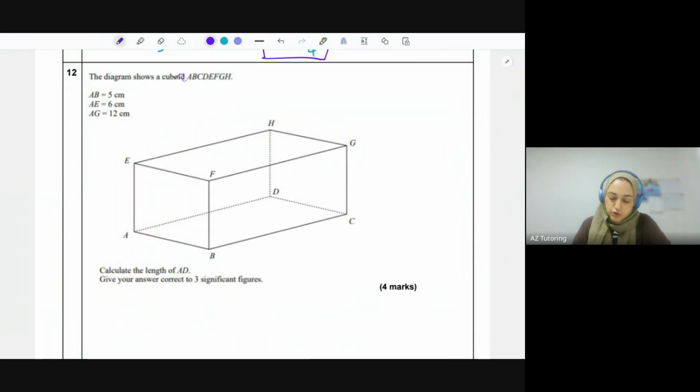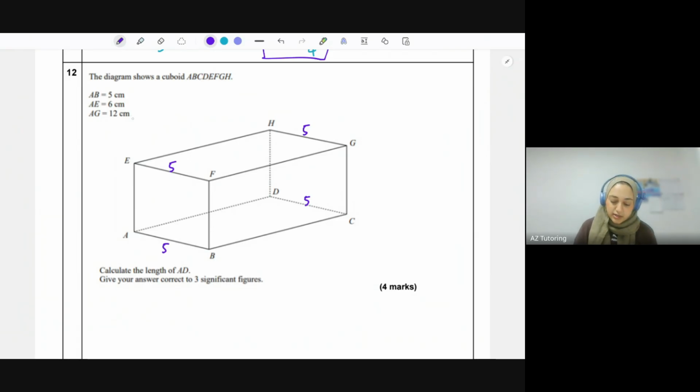The diagram shows a cuboid A, B, C, D, E, F, G, H. That's just each of the corners, which you can see is labeled. Now let's put these lengths onto the diagram. So it says AB is 5. So that's 5 there. So try and understand what they've told you. Also, if that's 5, then of course DC would be 5, HG would be 5, and EF would be 5. So you can start labeling other things as you read the question as well.